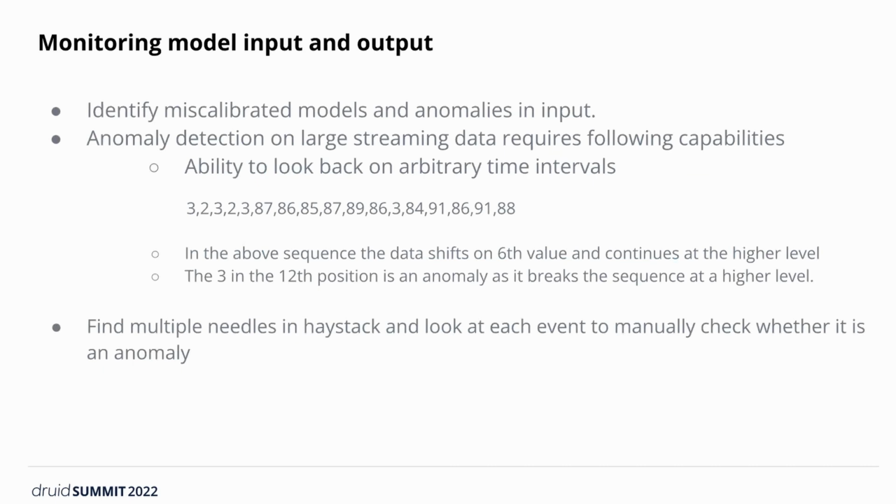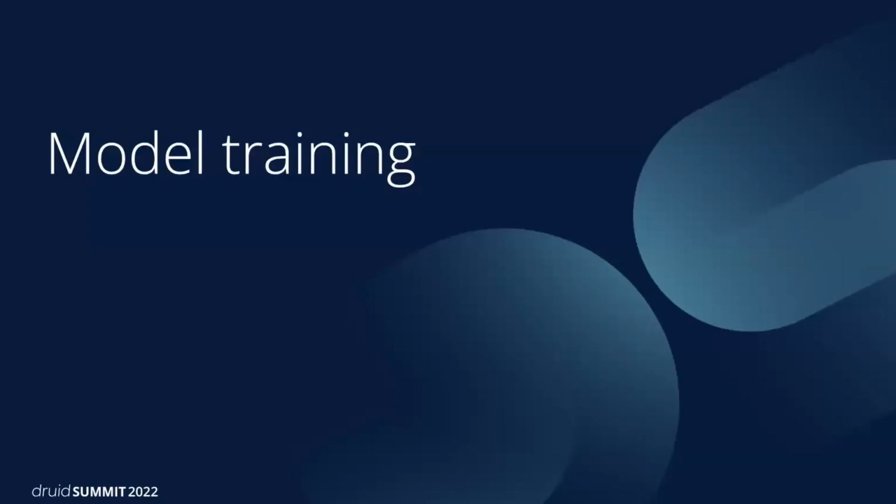An example of anomaly detection here, where your output may look something like this. To identify anomalies in this kind of situation, you often have to look at different time periods, like shown here. Look back at arbitrary time intervals, and Druid really does well with time series queries. Generally, the idea is to find multiple needles in the haystack and look at each to eventually find out what is an anomaly. So applying this to both model input and output really helps in making sure that machine learning models behave as they should.